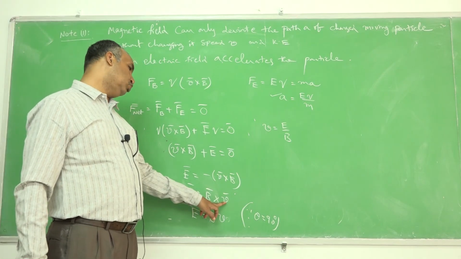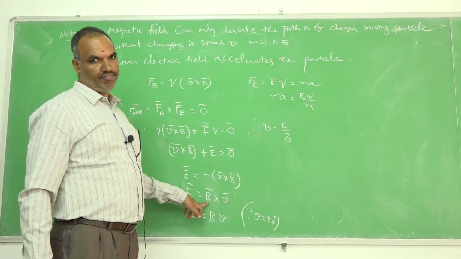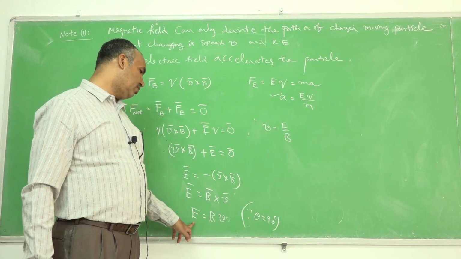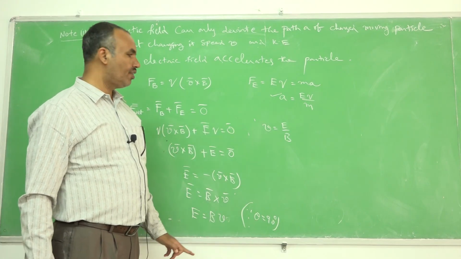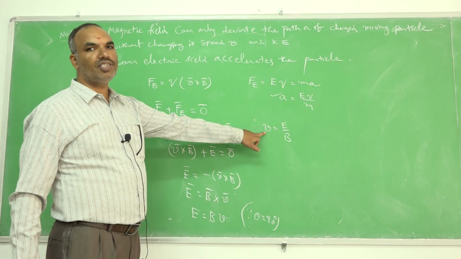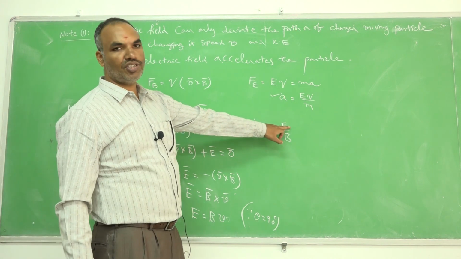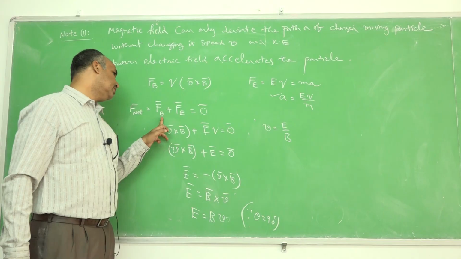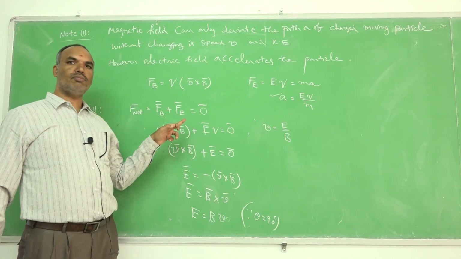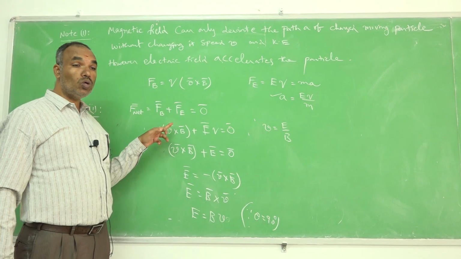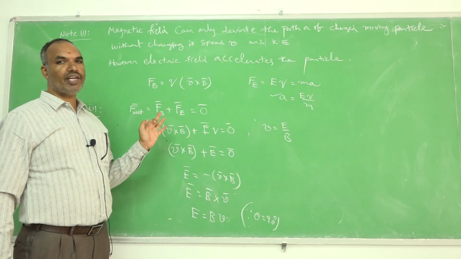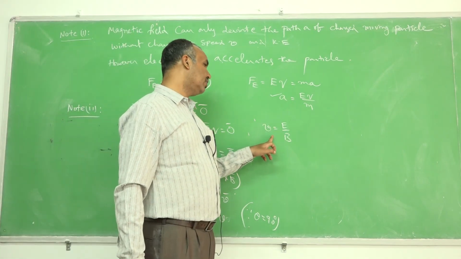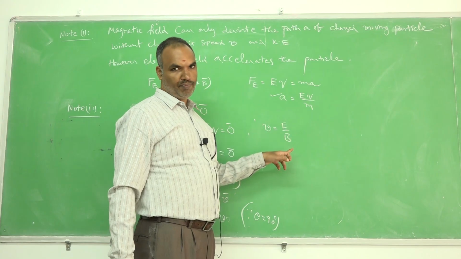That means if the particle moves perpendicular to a magnetic field, then BV is equal to E, V is equal to E by B. The particle moves with a constant speed. Since strength of electric field is constant, strength of magnetic field is constant, this net force is 0. Net force is 0 means the particle will move in the same straight line path without deviating its path with a constant speed. This constant speed is given by E by B.